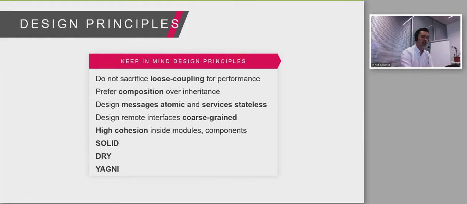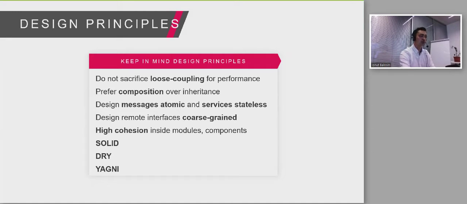For example, don't sacrifice loose coupling for performance. First of all, when you design your application, don't think about how you should tweak or implement it in a very, very complicated way just to hit quality attributes like performance or horizontal scalability or ultra high availability. Be careful with the design principle. First, satisfy the design principle, for example, loose coupling.